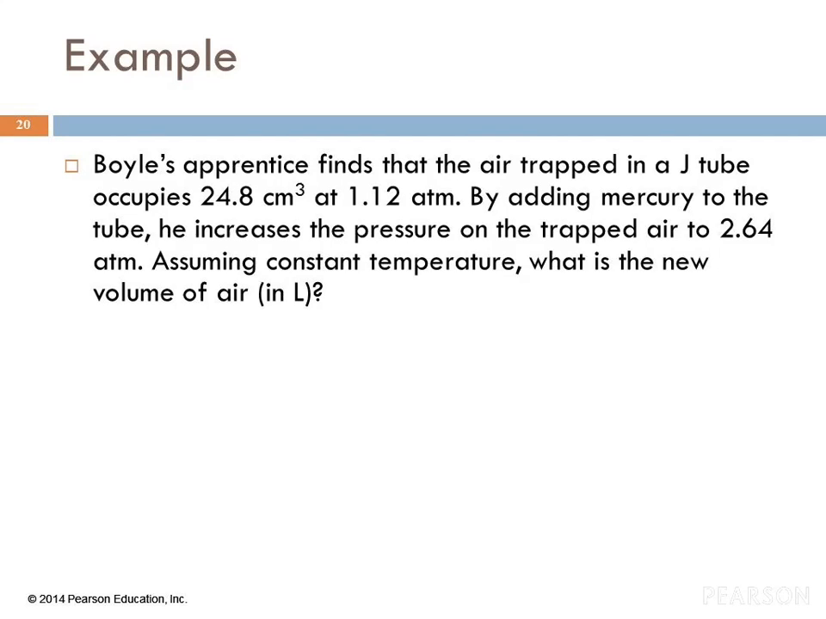So let's look at an example. We've got Boyle's law, and we're going to do calculations. So I'll write it up here in case you've forgotten it. P1V1 equals P2V2. It's a lot like that dilution equation. Boyle's apprentice finds that the air trapped in a J-tube occupies 24.8 cubic centimeters at 1.12 atmospheres. By adding mercury to the tube, he increases the pressure on the trapped air to 2.64 atmospheres. Assuming constant temperature, what is the new volume of air in liters?